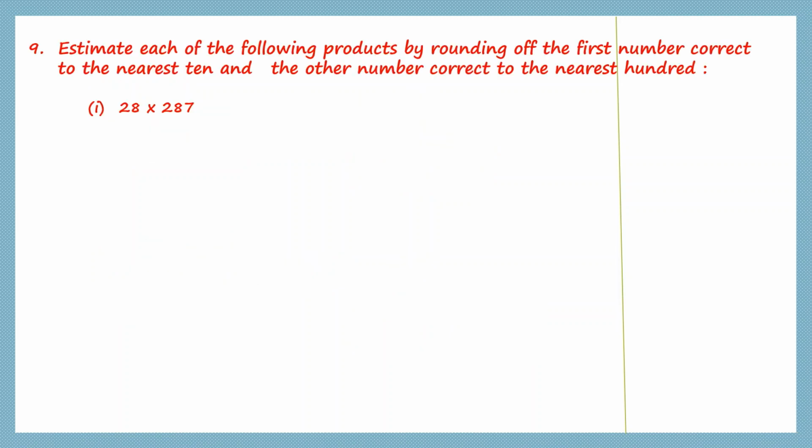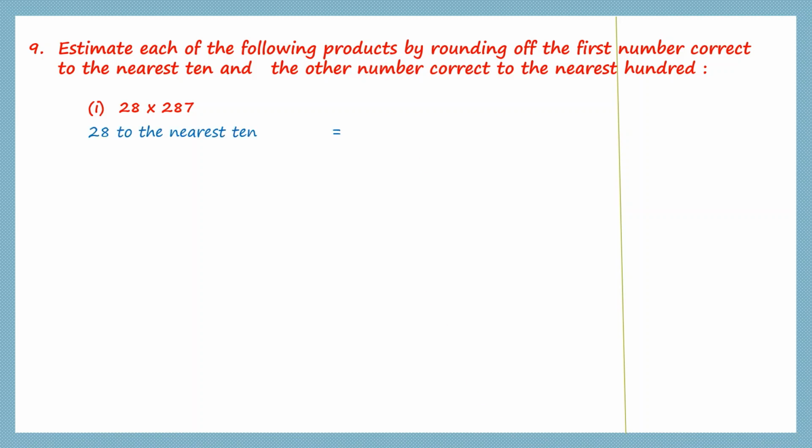Question 9. Estimate each of the following products by rounding off the first number correct to the nearest 10 and the other number correct to the nearest 100. So we have to read the question carefully and understand it. The first number is to be rounded off to the nearest 10, the second number to the nearest 100. And then what should we do? Find the product. We have to multiply the two. So let's begin with that.